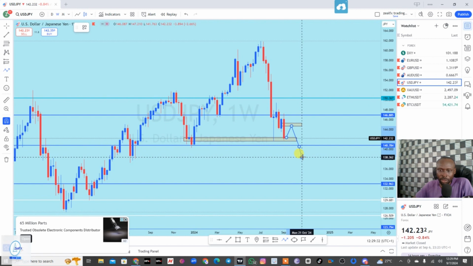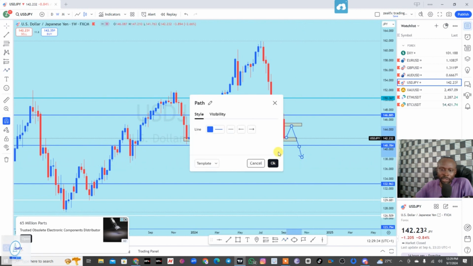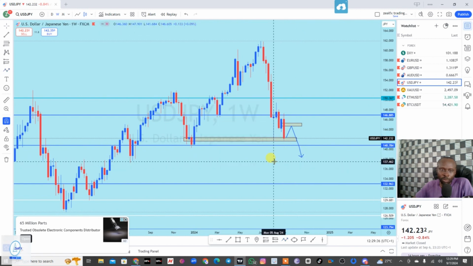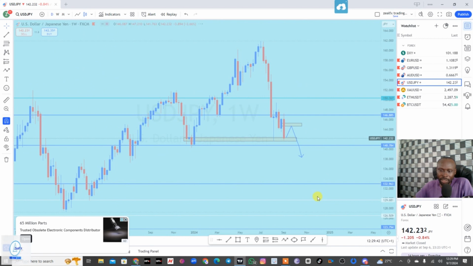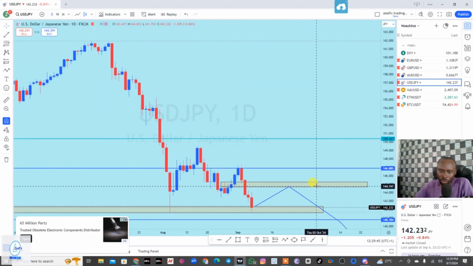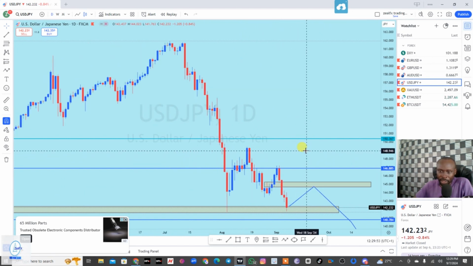So USDJPY is still pointing down on the weekly chart and also on the daily chart. So if you look at a sell opportunity around this daily zone I just drew, we'll be looking at a sell opportunity around this area for us to sell the USDJPY. So that is my analysis for USDJPY.